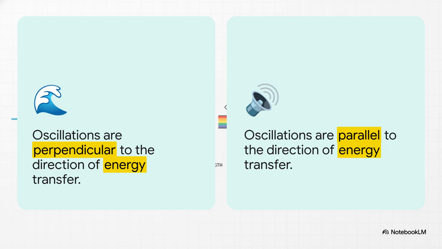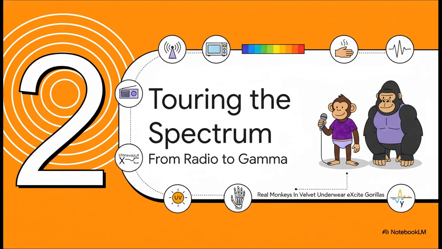Every single one. Okay, time for the grand tour, and trust me, you're going to want a way to remember the order of the spectrum. I've got a great mnemonic for you. Real monkeys in velvet underwear excite gorillas. That's radio, microwaves, infrared, visible light, ultraviolet, X-rays, and gamma rays. Say it a few times, it'll stick.